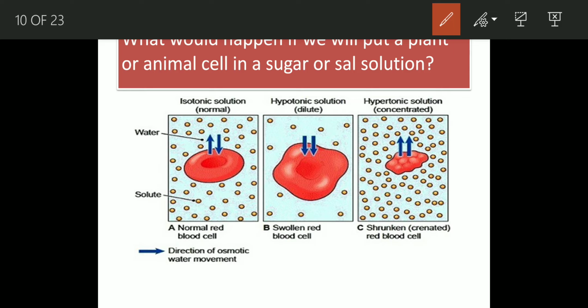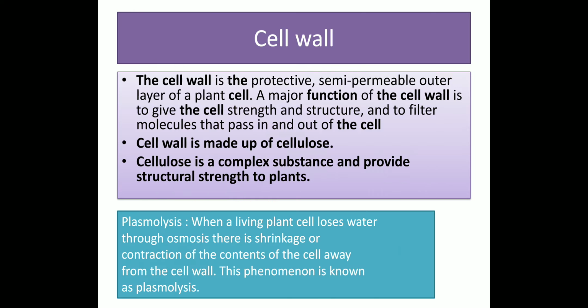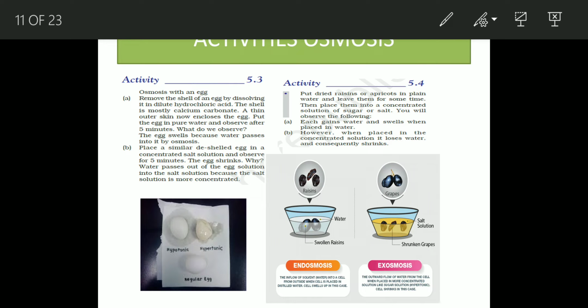So remember these three types of solutions: isotonic solution, hypotonic solution, and hypertonic solutions. These are the activities as given in NCERT, activity 5.3 and activity 5.4 of osmosis. We have taken an egg, deshelled it, and placed it in two containers. One we have placed in water, which is a hypotonic solution. One we have placed in a sugar solution or salt solution.